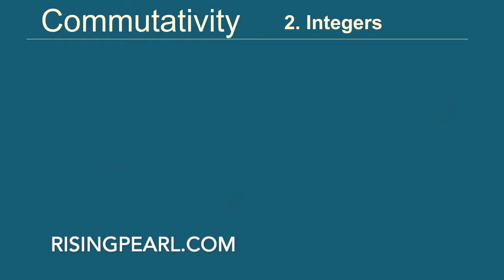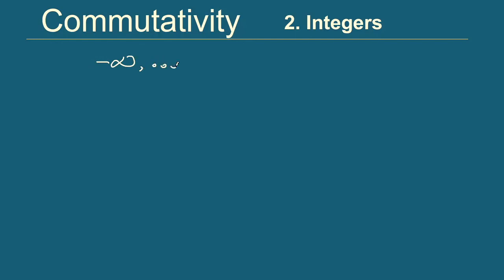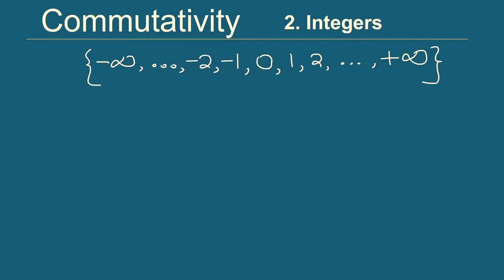Now let's move on to integers. We know that integers are simply a collection of numbers that start from minus infinity and they go dot dot dot. Then we have these negative numbers, minus 2, minus 1. We have gone from minus infinity to minus 1. Then we have the number 0, and then 1, 2, then dot dot dot all the way to plus infinity. It is this collection of numbers that we call integers. Now let's take random examples and see how it applies.